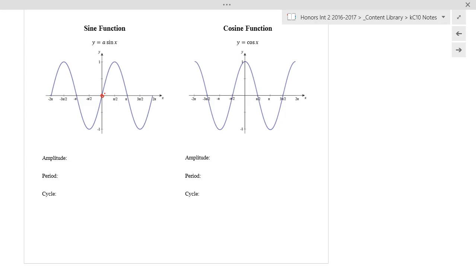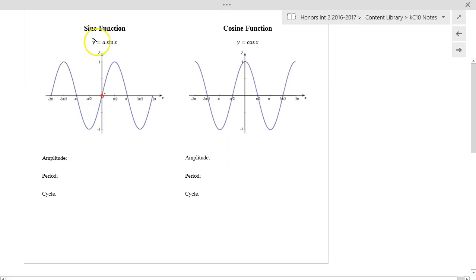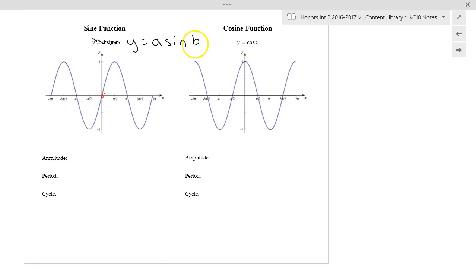If I have something like y equals a sine of x, I don't like how that's written, so I'm going to rewrite it. We're going to be looking at y equals a sine of bx. So I can have a number on the front, and I can have a number being multiplied by x. My amplitude for this function is the absolute value of a. So whatever number is out in front, but it's always positive. Your amplitude is just a distance, so it's going to be positive.